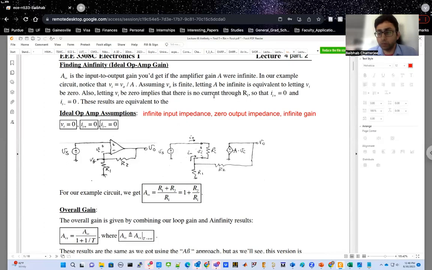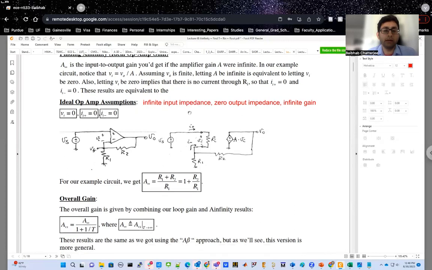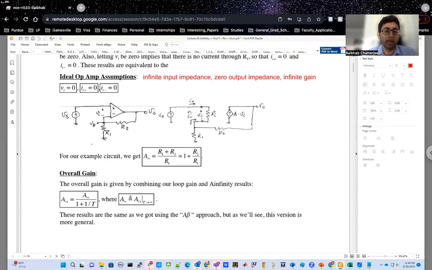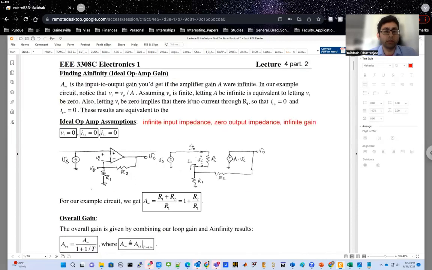So we have already seen nodal analysis, which is the first approach. We have seen A beta based analysis, which is the second approach. And the third thing we'll learn is called a loop gain based approach. That is something we are going to see next, and we'll not go into the details right now. We are going to see all the details in Friday's lecture. But right now, what I'm going to talk about is basically the fundamentals of an ideal op-amp assumption.